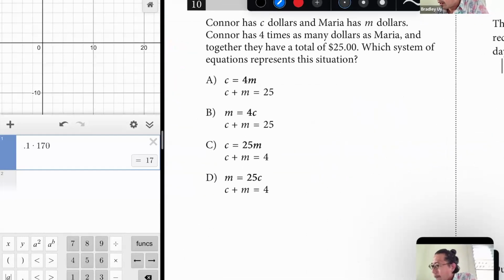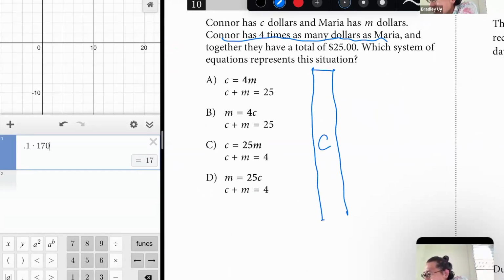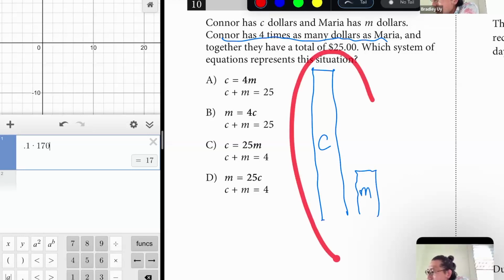Okay, I think sometimes one of the trickier things for students is to set up a comparison. So what I like to tell my students is to draw a bar graph. Connor has 4 times as many dollars as Maria. So if I had to represent that, Connor has this much money, and that's 4 times as much money as Maria does. So Maria would be down here. Okay, so this is accurate. Connor has 4 times as much money as Maria.